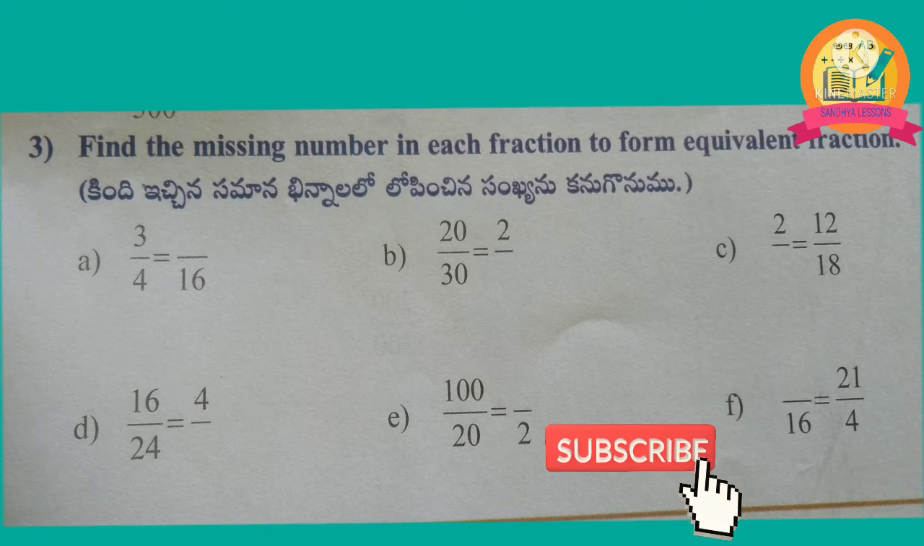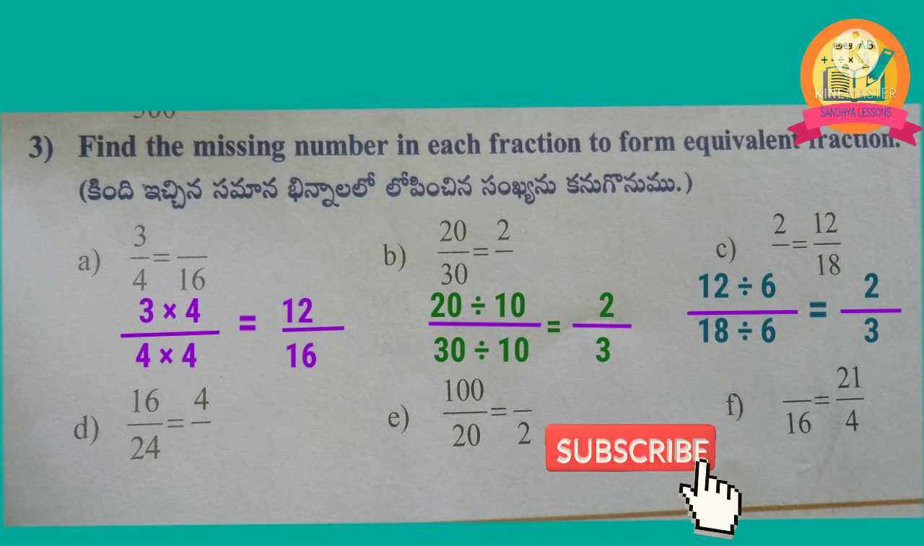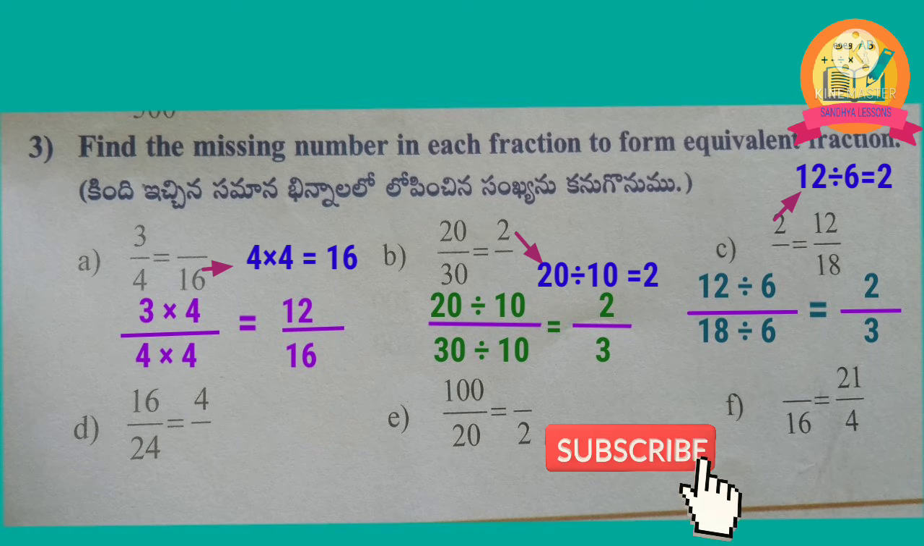Third Roman, find the missing number in each fraction to form equivalent fractions. To get the equivalent fractions, we should multiply or divide both numerator and denominator with the same number. Therefore, in the first problem, 3 by 4, the equivalent fraction is having 16 in the denominator.